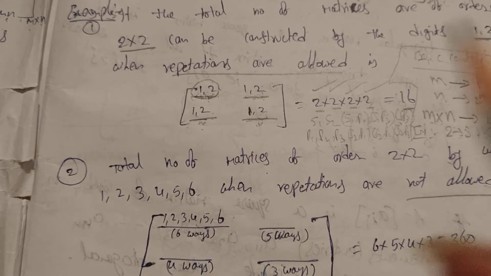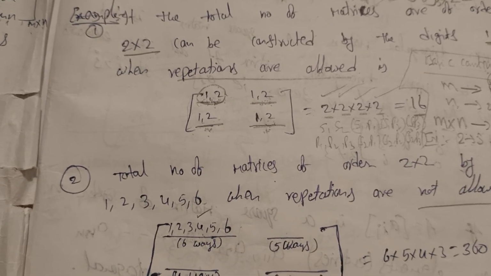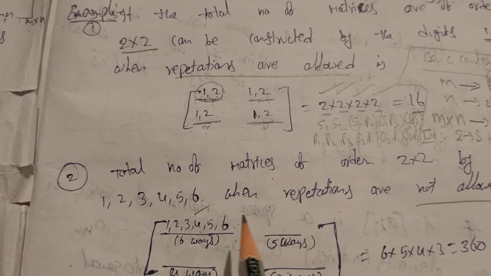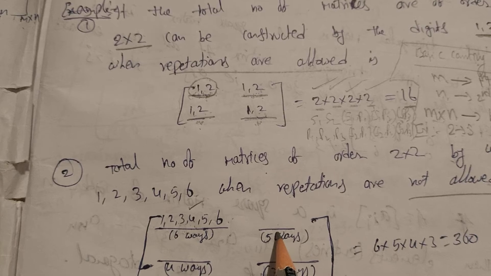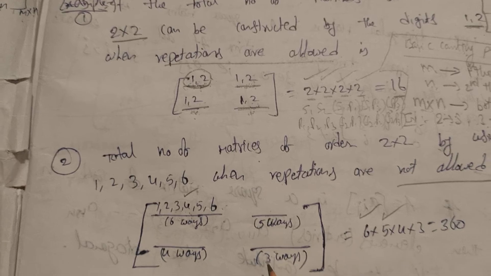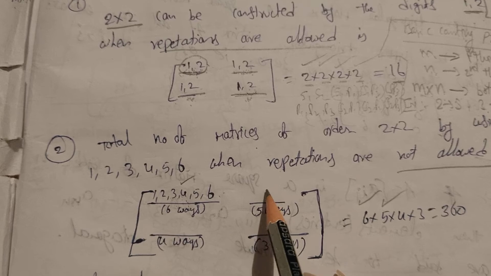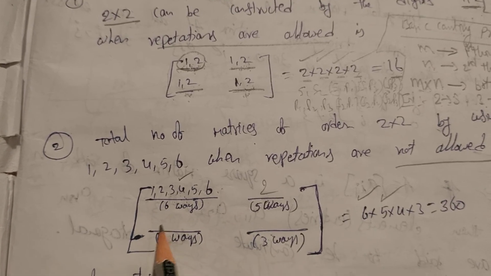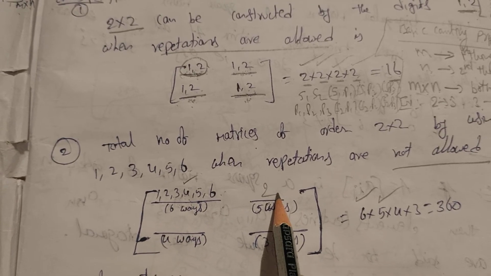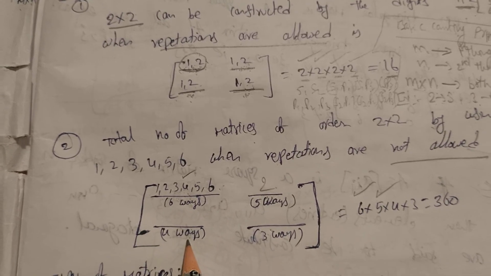Repetitions are not allowed, so any one of them is filled here. Suppose 4 is filled here. Then how many remain? 5 remain. With these 5 digits, in how many ways can we fill this blank place? 5 ways. So this is 6 for this one, 5 for this one. Suppose here 4 is filled and here 2 is filled. Next, how many possibilities for this one? Two numbers are filled, so only 4 numbers remain. With 4 numbers, we have 4 possibilities.